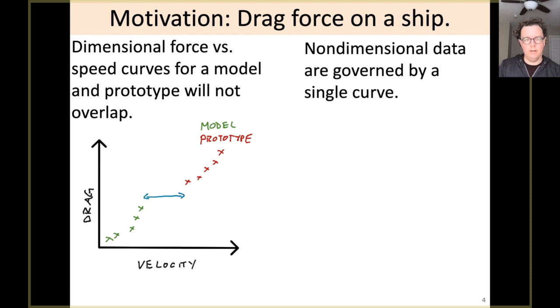And the problem here is this gap that I'm highlighting in blue. The data don't overlap. Not much about what you did in the prototype directly is informed by the model. Not much of your model result is directly useful to the prototype.